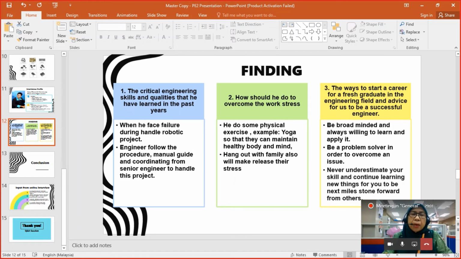Alright. He says that he faced this when handling robotic projects. Did you ask anything about this robotic project? How does he do it, or what kind of robot does he work on? Was there any question on this?